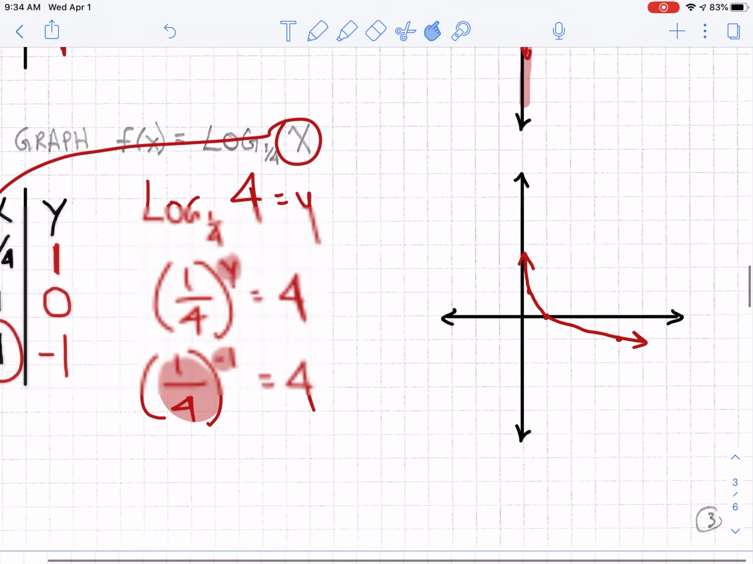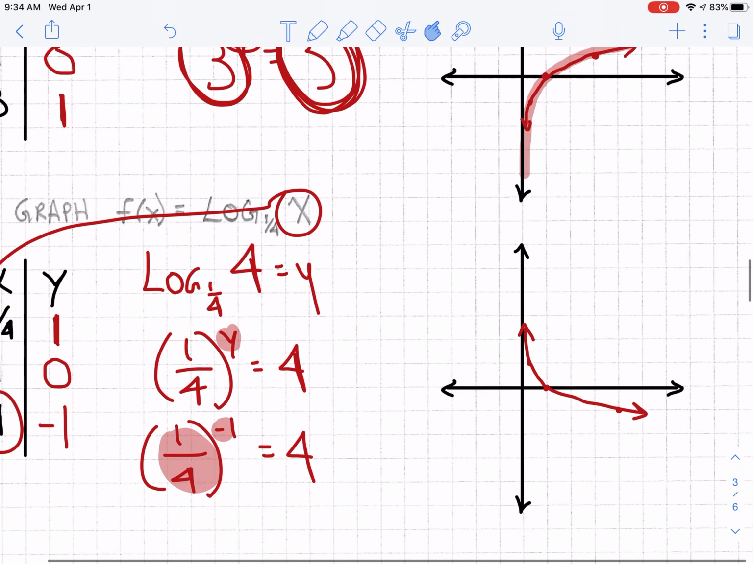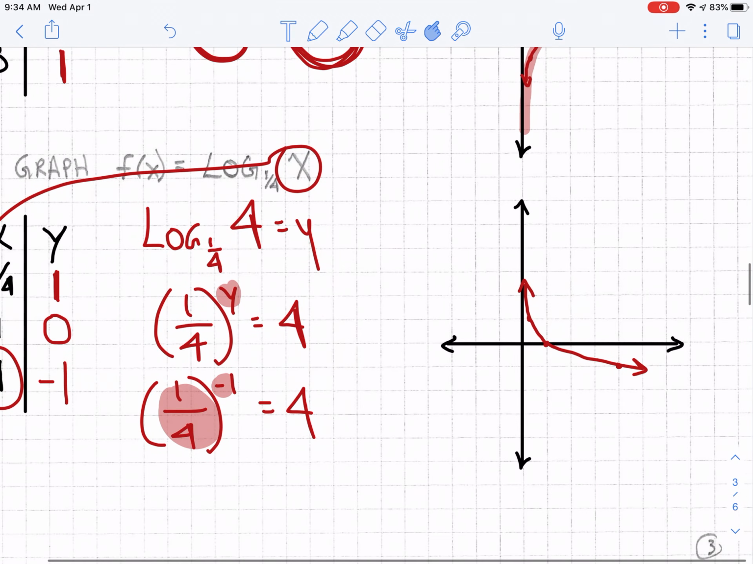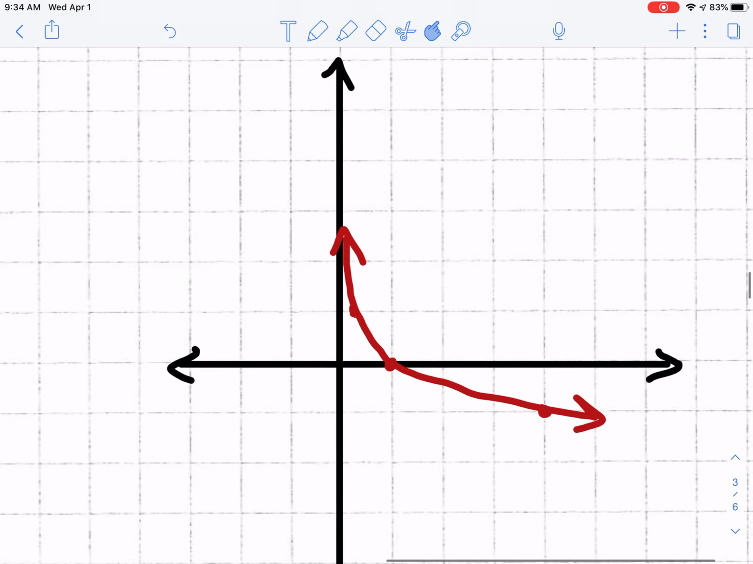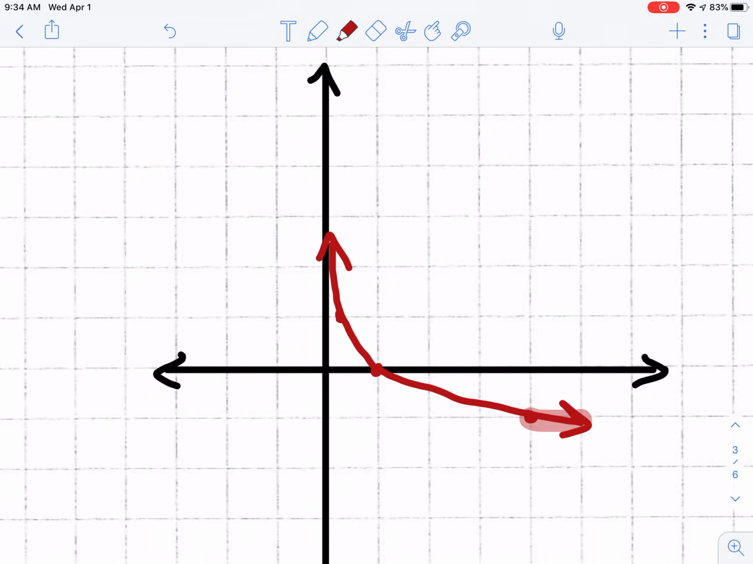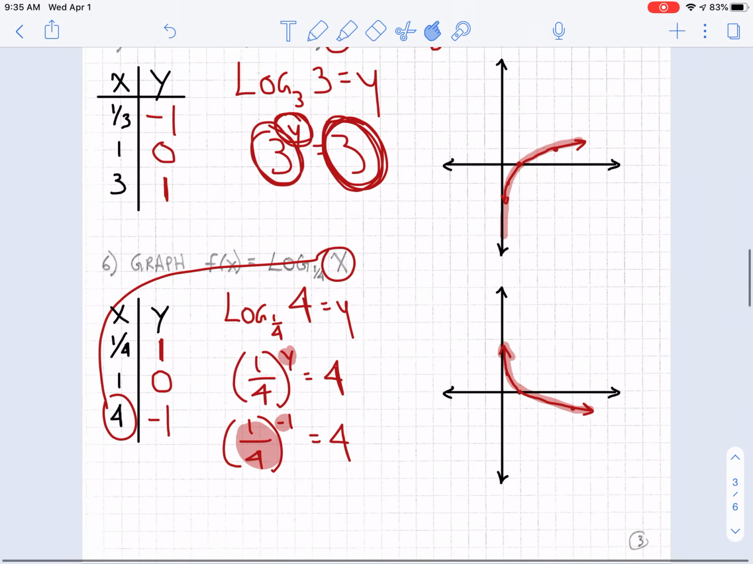Now, this graph will also x will never reach 0 because, again, it's impossible. As long as you have a positive base, no matter what exponent you use for y, what value, you can never get a negative x value. So this will never cross the y-axis. It'll just get infinitely closer. And there's our two graphs.